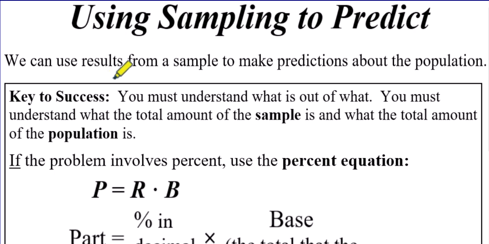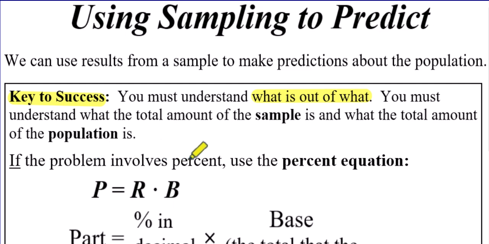Today we're looking at the guided notes called Using Sampling to Predict. All right, follow along. We can use results from a sample to make predictions about the population. Now, the key to success is as follows. You must understand what is out of what. And you're like, what do you mean by that? You must understand what the total amount of the sample is and what the total amount of the population is. You'll see what I mean when we start doing some examples.